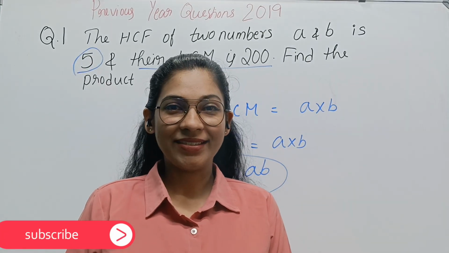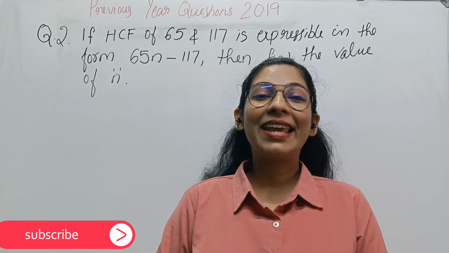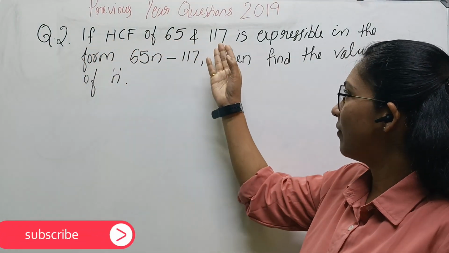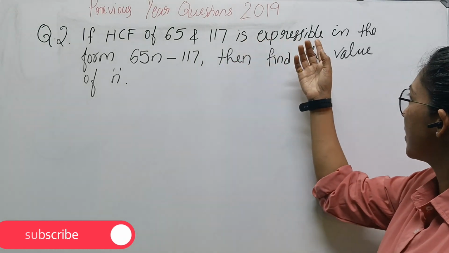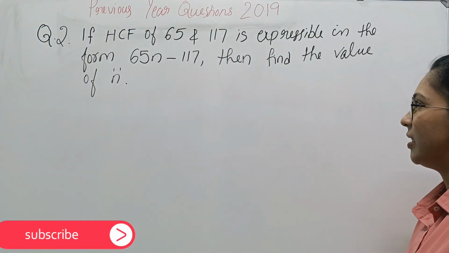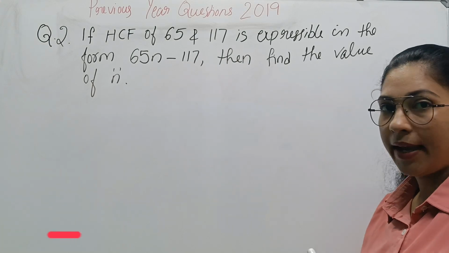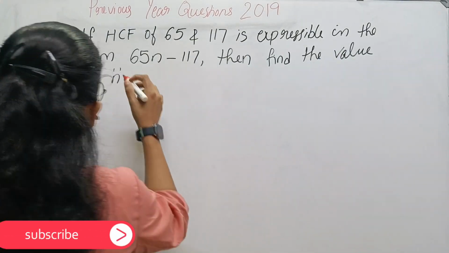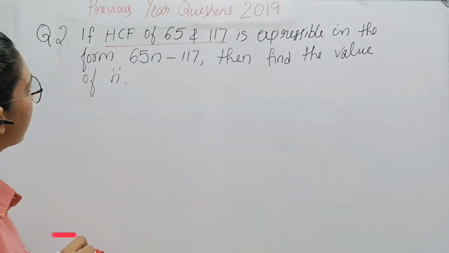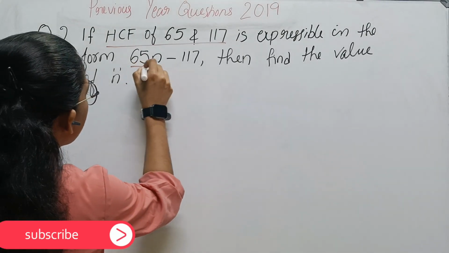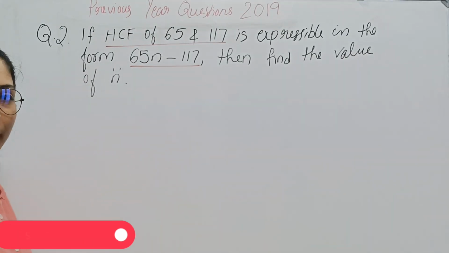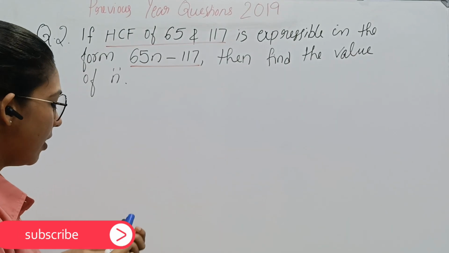Let's solve the next question. The second question is: if the HCF of 65 and 117 is expressible in the form 65n minus 117, then find the value of n. So this is the question.